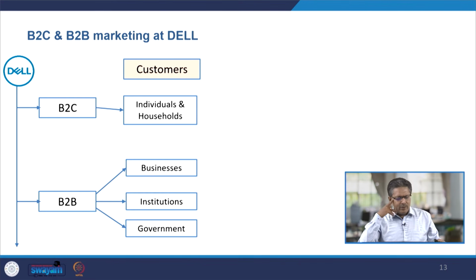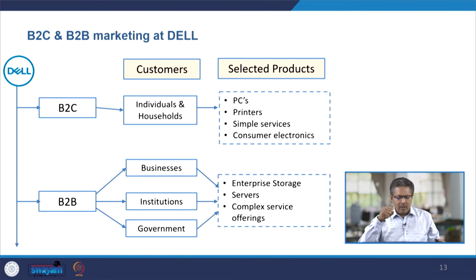So, in this case if you see B2C, you have individuals and households. Okay. So, the products which they buy are, let us say, PCs, printers, simple services, and consumer electronic items. And when you come to B2B, it is the businesses, institutions and government basically largely. So, you have enterprise storage, servers, complex services, and other offerings.